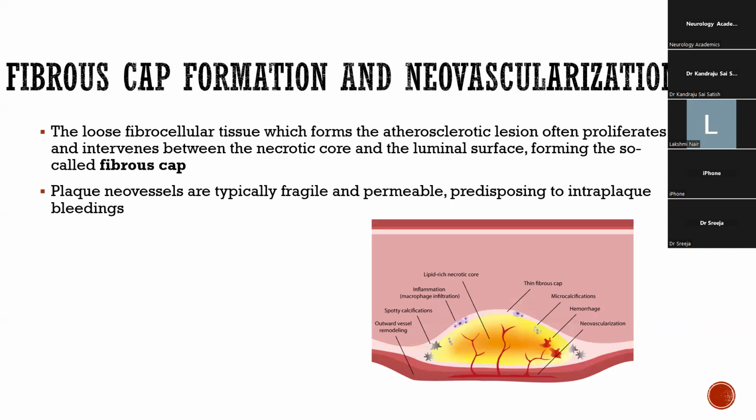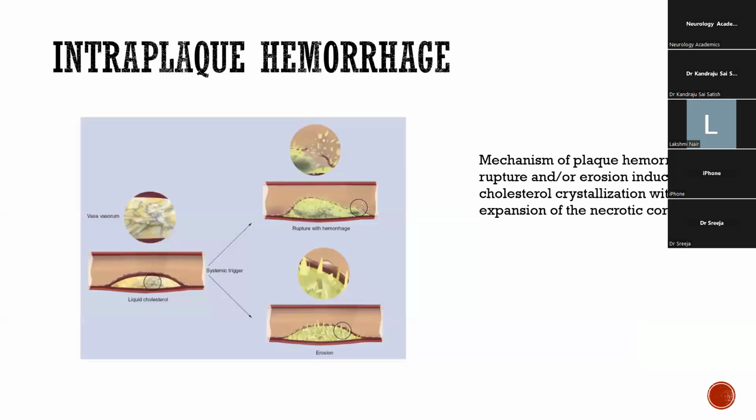So the loose fibrocellular tissue which forms the atherosclerotic lesion often proliferates and intervenes between the necrotic core and the luminal surface, and that forms the fibrous cap. And the plaque neovessels are typically fragile and permeable, predisposing to intraplaque bleeding. The cholesterol crystals will also crystallize and cause injury to the vasa vasorum, further causing expansion of intraplaque hemorrhage.